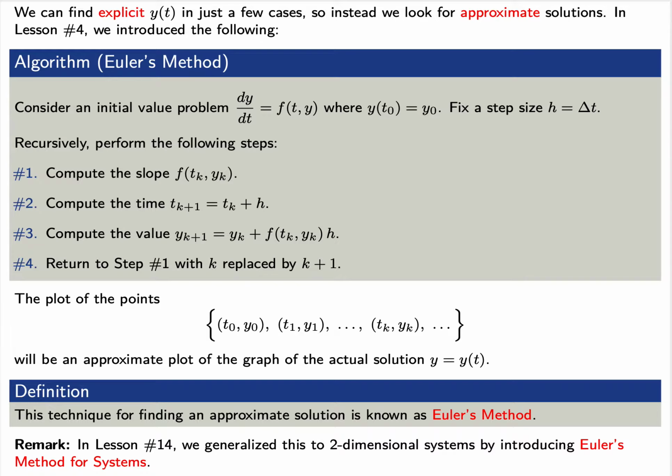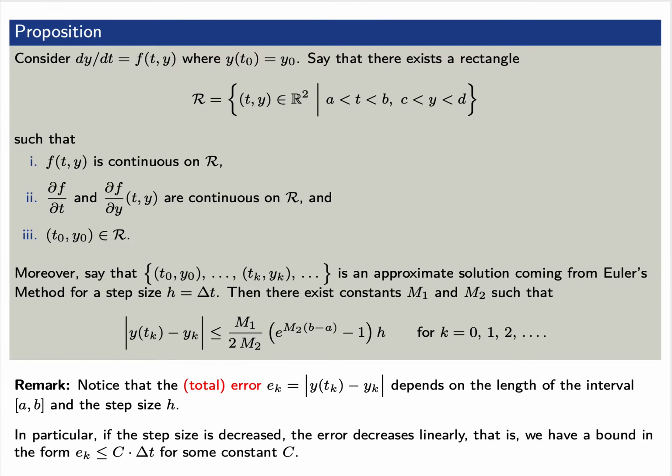Note in Lesson 14, we generalized this to two-dimensional systems by introducing Euler's method for systems. Our main result is as follows. Consider a first-order equation again and say that there is some rectangle R such that f is continuous on this rectangle, the partials df/dt and df/dy are also continuous on this rectangle, and our initial point (t0, y0) is in the rectangle. Moreover, say that we have an approximate solution, namely points (tk, yk), which give us an approximate solution coming from Euler's method for step size h.